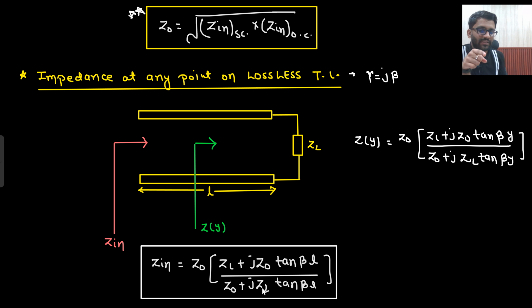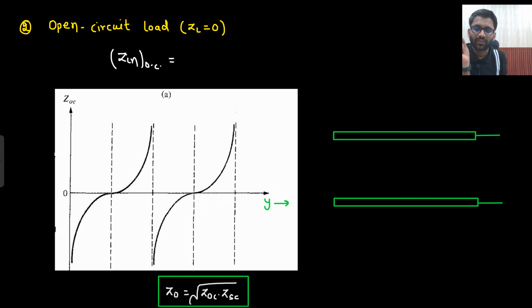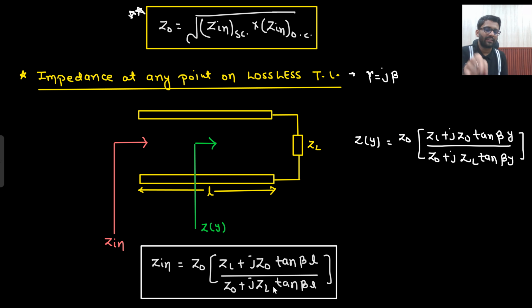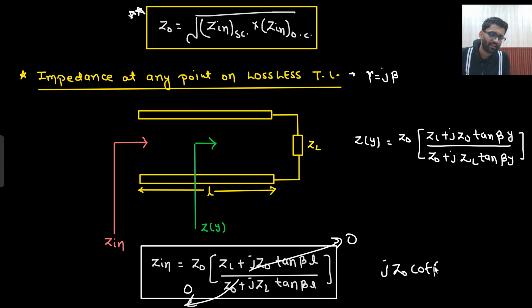Load is open circuited, that means ZL is equal to infinity. So if ZL is infinity, this is very high, this is also very high. So this can go to 0 and this can go to 0. So ZL gets cancelled. What you are getting is j Z naught cot beta L. But this j is going upward, so a minus sign will be there. So minus j Z naught cot beta L.